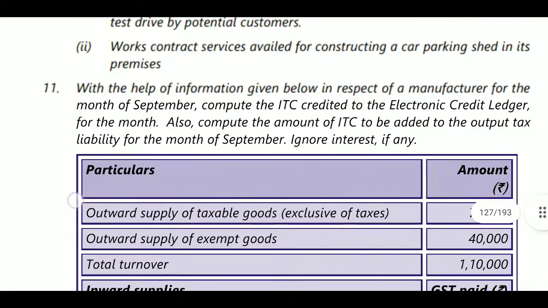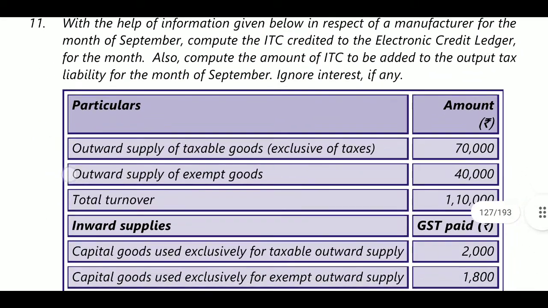Next, question number 11. What is there in question number 11? With the help of the information given below in respect of a manufacturer for the month of September, compute the ITC credited to the electronic credit ledger for the month. Also compute the amount of ITC to be added to the output tax liability for the month of September. Ignore interest, if any. So what is provided?